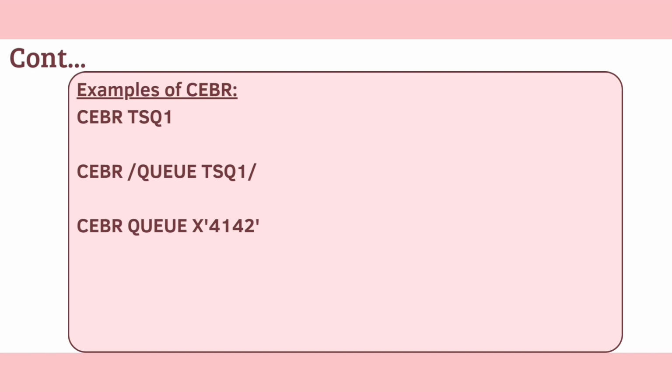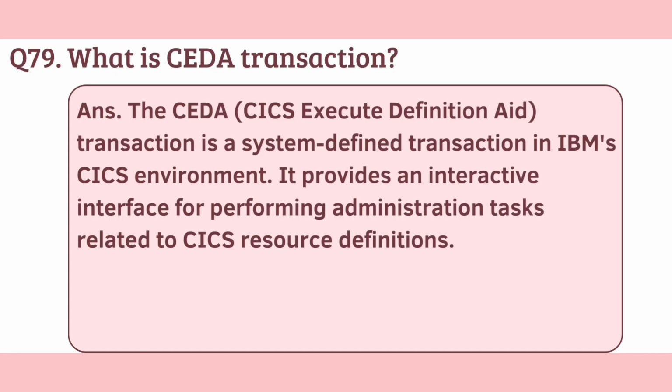Here I have given a few examples of CEBR. Please have a look. Here, 3 separate transactions are triggered one by one. First one is CEBR TSQ1. Second one is CEBR /Q TSQ1 /. Third one is CEBR Q, then a hexadecimal value.